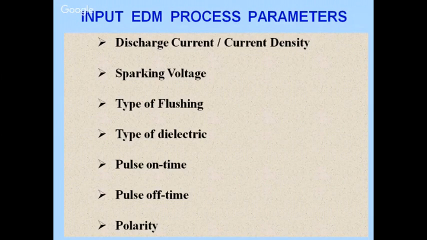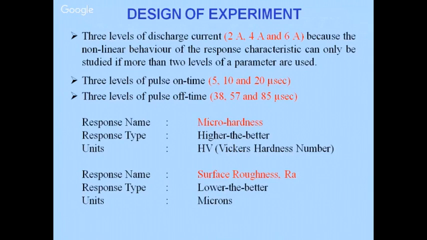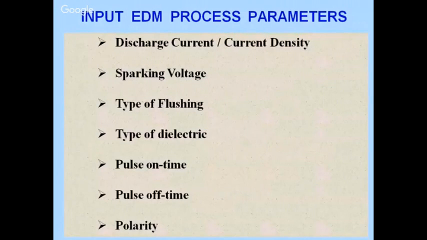So these were my, suppose I want to conduct an experiment. These were all the possible process parameters. Out of these, I have selected 3 based on my pilot experimentation and my literature survey, and their levels also, that is to be decided by the experimenter.